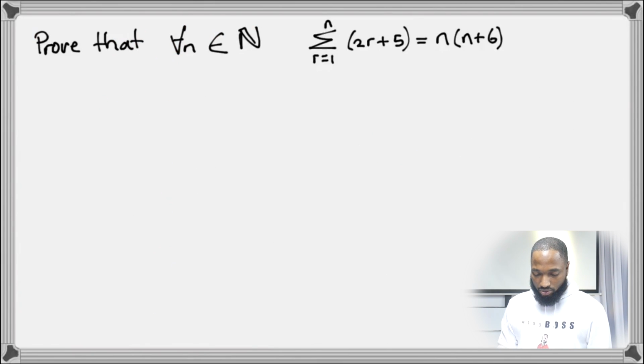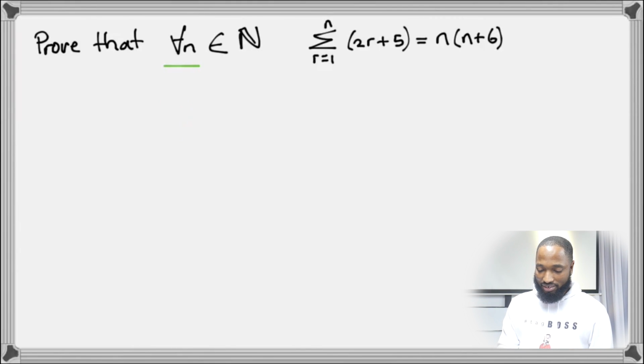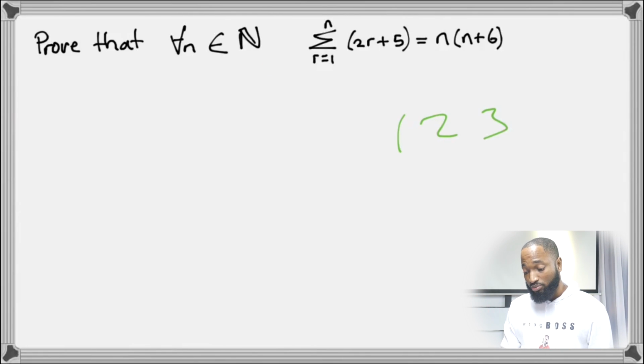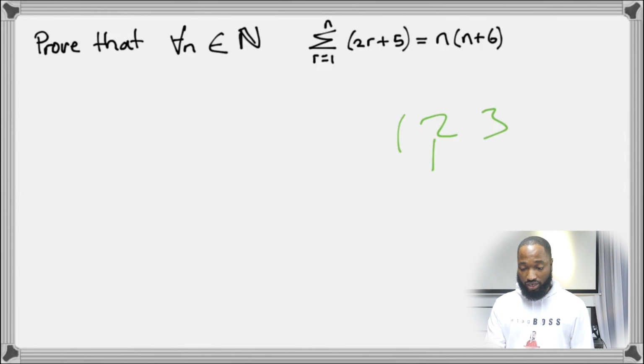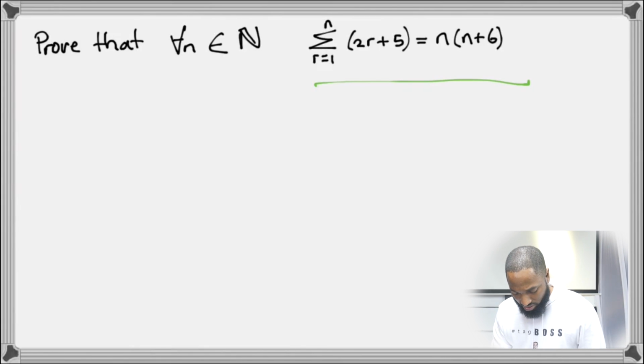I'll show you. Prove that for all, by the way, this is the mathematical symbol for all. That means for all. For all values of n that are natural numbers, n belongs to natural numbers here. Meaning 1, 2, 3, remember natural numbers are counting numbers, right? For all values of n natural numbers, show this.